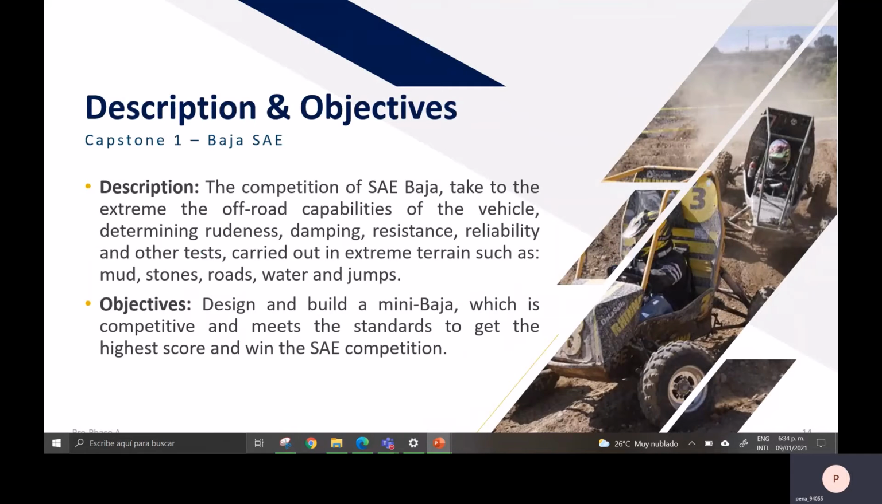Description. The competition of SAE Baja tests the off-road capabilities of the vehicle, determining ruggedness, damping, resistance, reliability, and other tests carried out in extreme terrain such as mud, stone, roads, sand, water, and jumps. Objective. Design and build a mini Baja which is competitive and meets the standard to get the highest score and win the SAE competition.